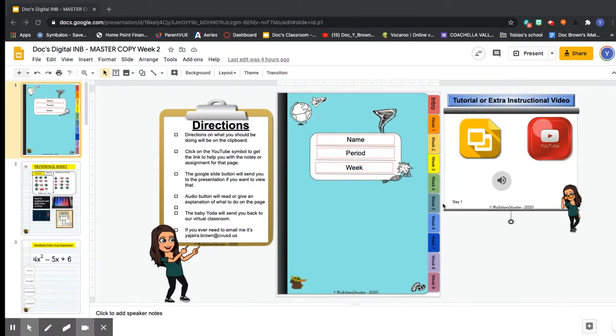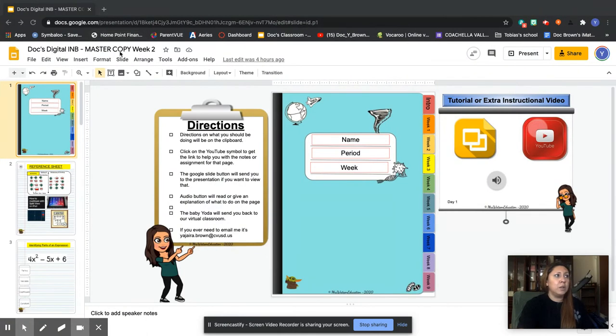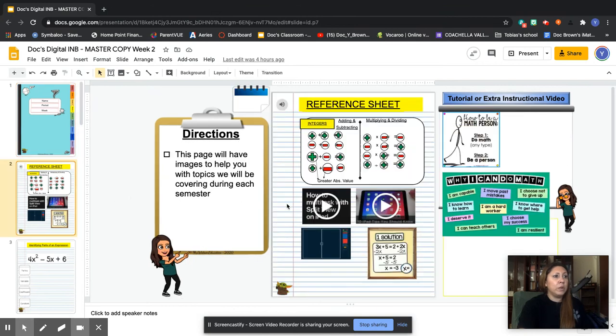So when I'm looking at my notebook, you guys should have gotten the week two. It'll say student copy, not master copy. A couple of things, make sure your name is on it, your period, whichever period you're in. This is going to be week two. I did add a new reference.